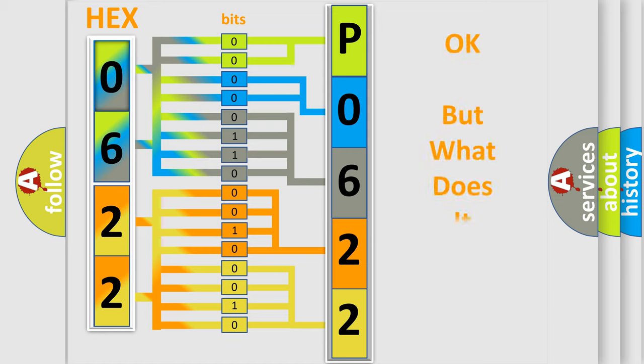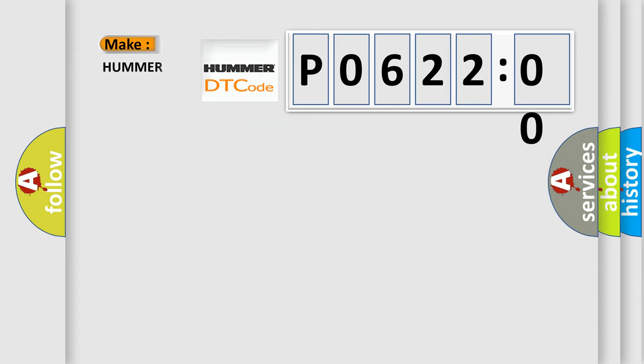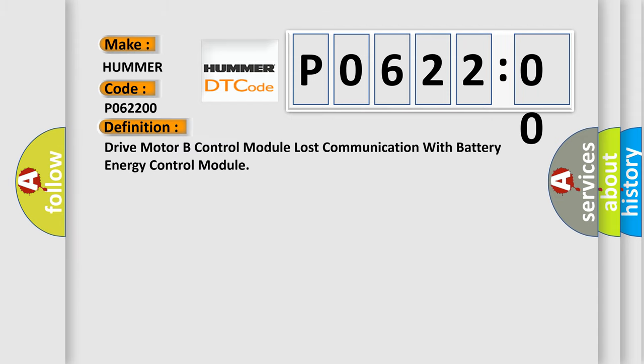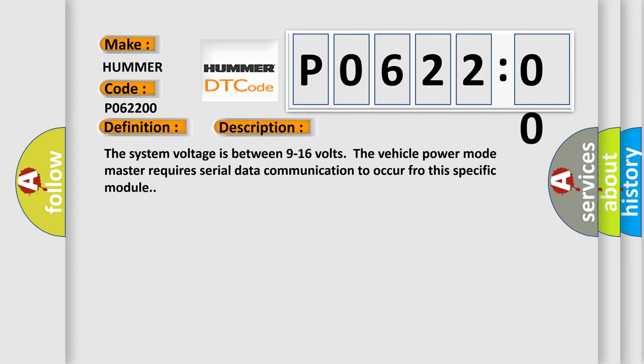The number itself does not make sense to us if we cannot assign information about what it actually expresses. So, what does the diagnostic trouble code P0622-00 specifically interpret car manufacturers? The basic definition is: drive motor B control module lost communication with battery energy control module. And now this is a short description of this DTC code. The system voltage is between 9 to 16 volts. The vehicle power mode master requires serial data communication to occur for this specific module.